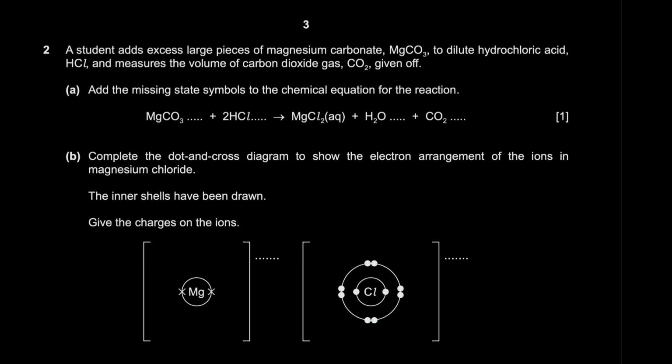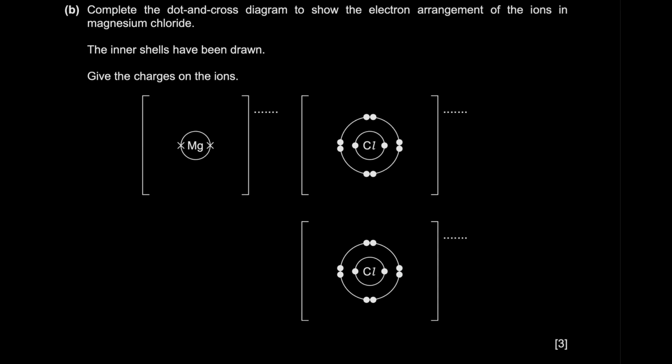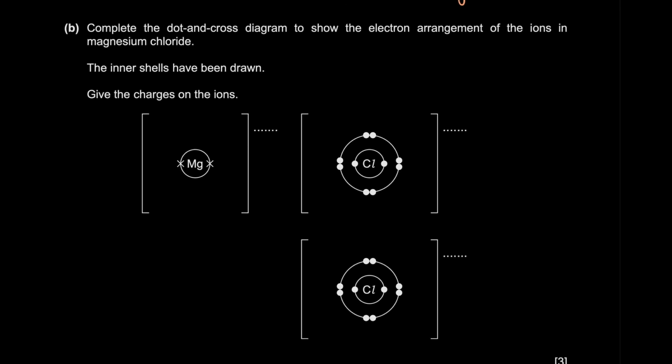Alright, state symbols. Magnesium carbonate. Most carbonates aside from sodium and potassium are solid. Of course, aqueous. And then we have water, which will be a liquid, and then gaseous. Easy question. Alright, let's move on to the next bit.